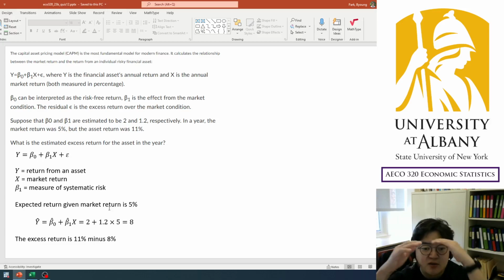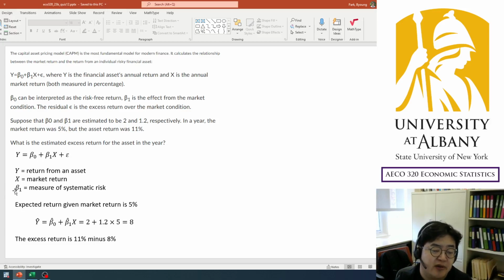So when the market goes up, the economic cycle is like this. Of course, the firm's performance follows the cycle. So that is the beta 1. How much it follows the market cycle is captured by beta 1.